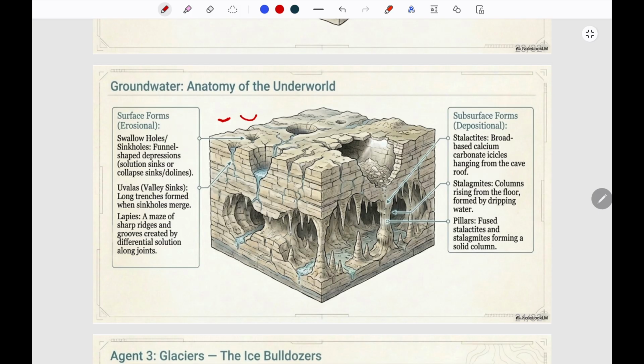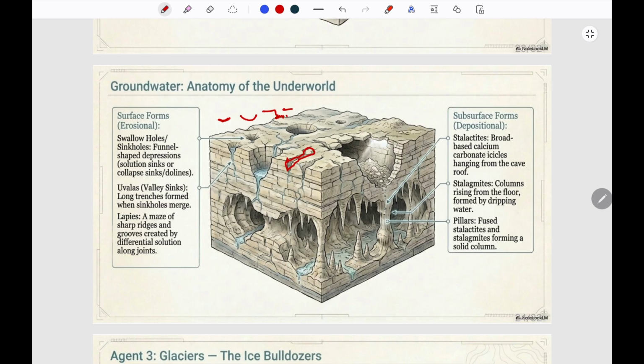Now comes the dolines. A doline is the swallow hole when the surface collapses. This is the surface, and this is collapsed. Now comes the uvalas or valley sinks. So various dolines join to form these uvalas. These are the uvalas. The lapies. Now comes the depositional features. These are stalactites, stalagmites, and pillars.